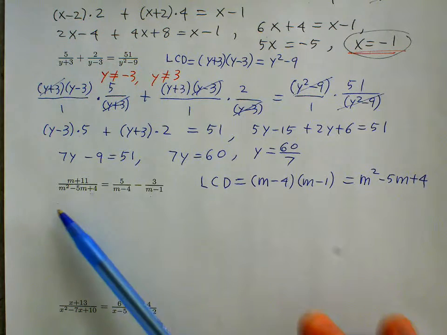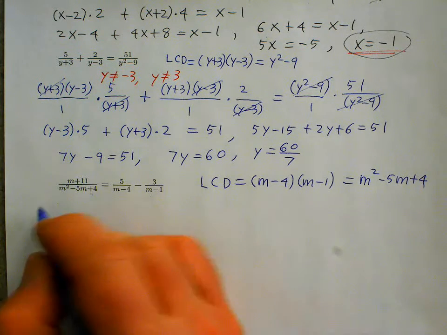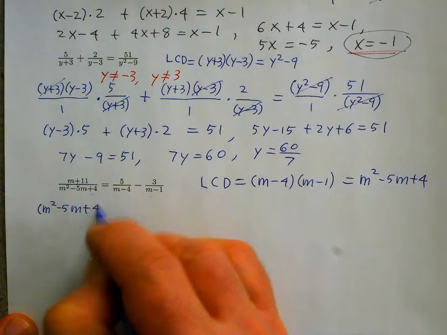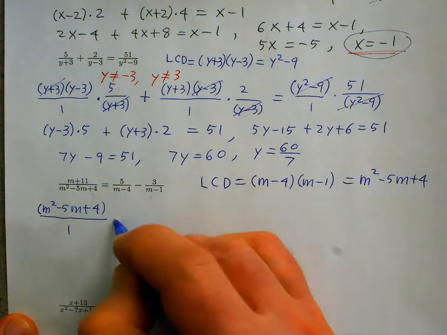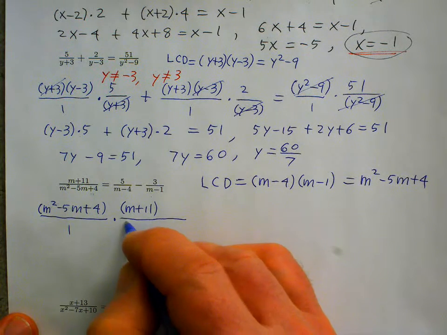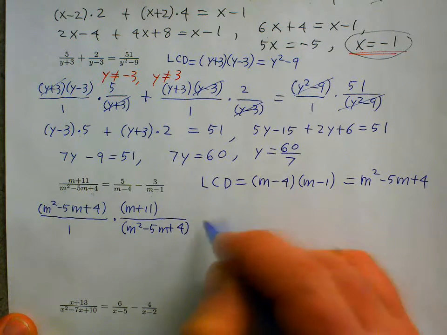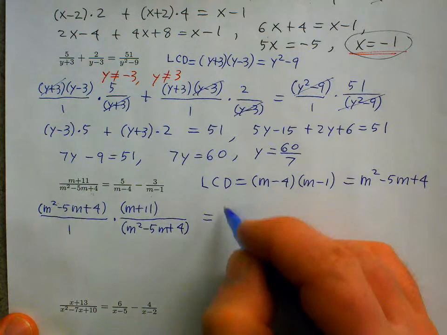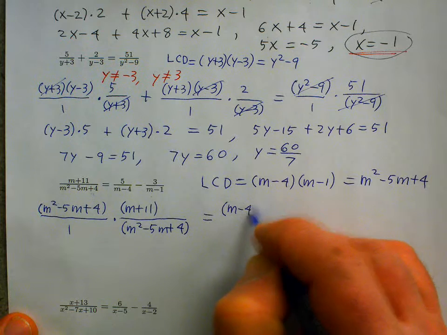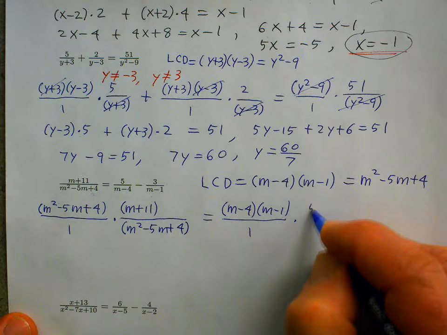Okay, so we multiply every term on both sides by the least common denominator. So m to the second minus 5m plus 4 over 1, times m plus 11 over m squared minus 5m plus 4. And then on the right-hand side, m minus 4 times m minus 1 over 1, times 5 over m minus 4.